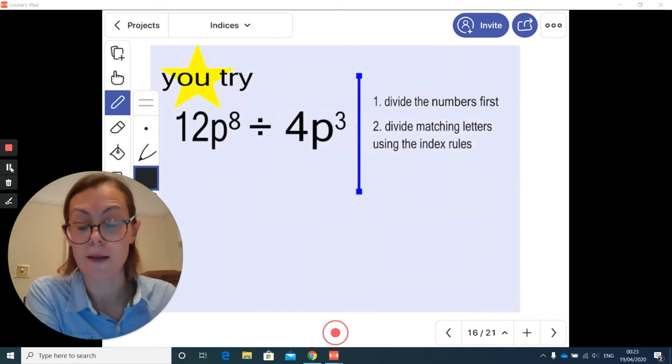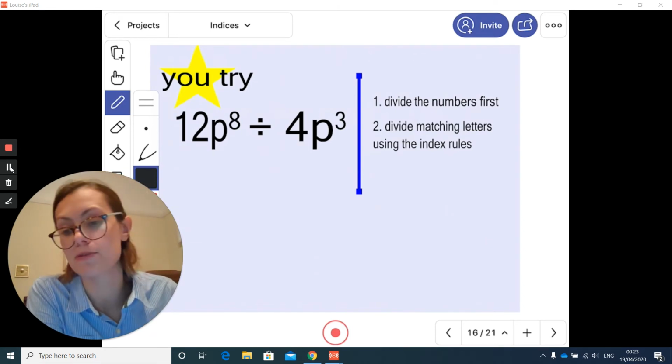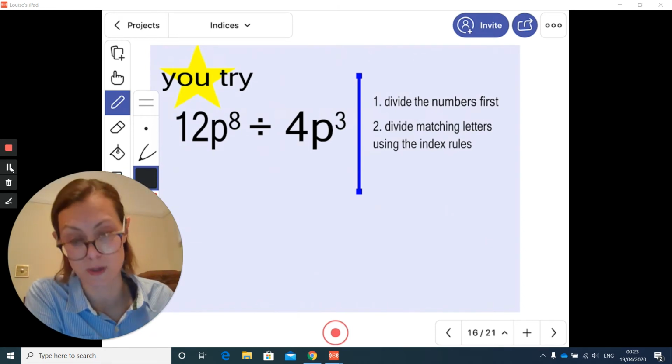Similar here. If you want to pause and have a go at yourselves, absolutely do that. Otherwise, I'm going to go through this one if you want to see one more example.